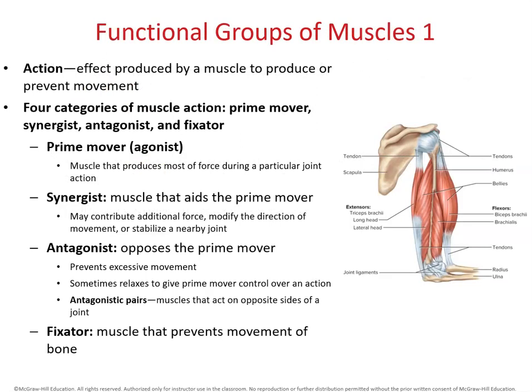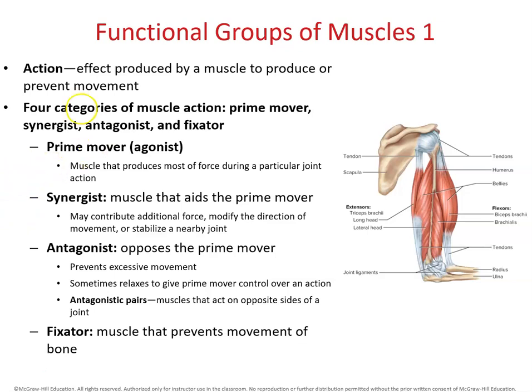When I say action, what I mean is the effect produced by a muscle that either produces or prevents movement. And we have four general types of muscle movement. Okay, we have a prime mover, and in some textbooks you'll see this as agonist. Your prime mover, your agonist. This is the muscle that, either as a class 1, class 2, or a class 3 lever that we've talked about before, uses force to make a joint move.